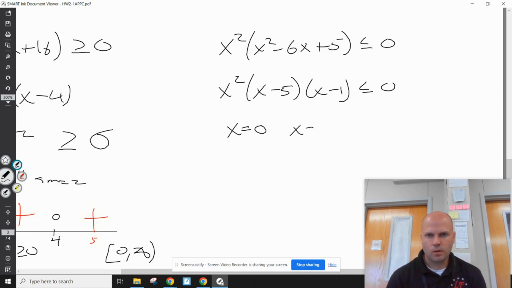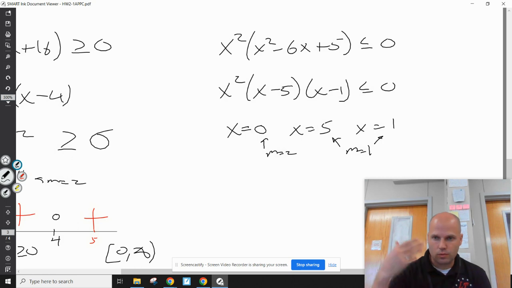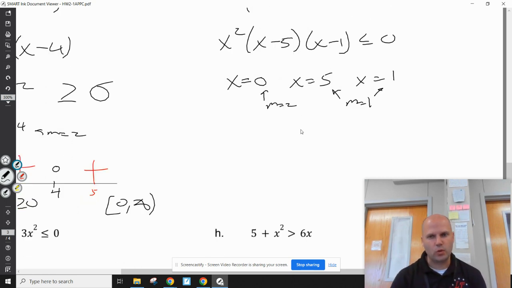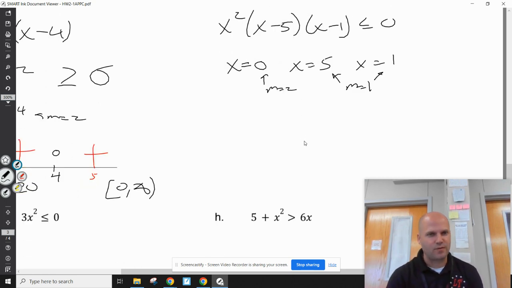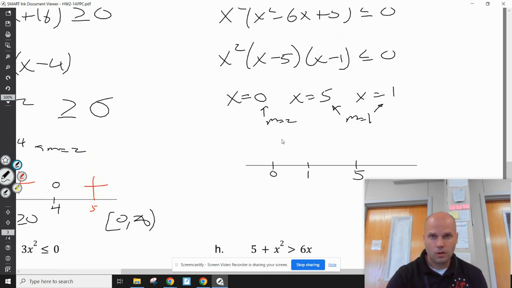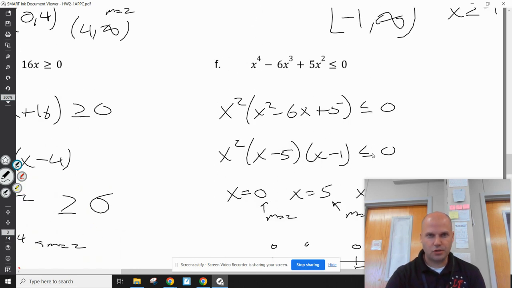0, 5, 1. Multiplicity of 2, multiplicity is 1. Multiplicities of 2, we don't change signs. If you're just taking my word for it, that's fine, but you should have done the investigation in class showing that multiplicities of 2 don't change signs. List them off in order. Zeros at 0, 1, and 5.